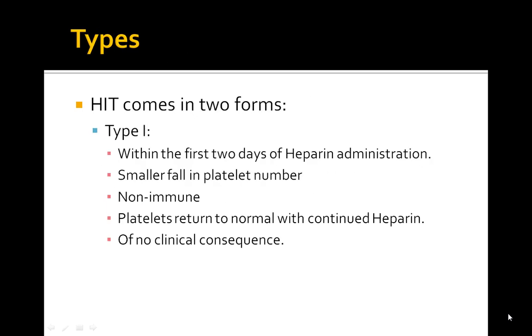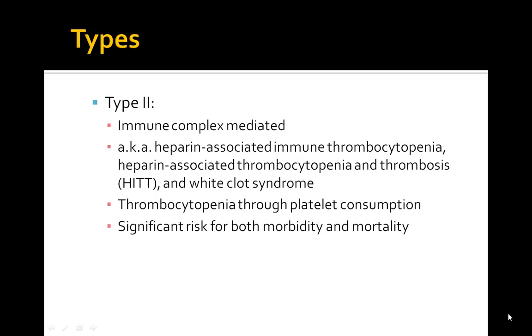There's several types. Type 1 is within the first 2 days of heparin administration. Smaller fall in platelet number, it's non-immune, platelets return to normal with continued heparin, and there's no clinical consequence here. Type 2 is immune complex mediated, and it's heparin-associated immune thrombocytopenia, heparin-associated thrombocytopenia and thrombosis, and white clot syndrome. Also, thrombocytopenia through platelet consumption is what happens here, and significant risk of both morbidity and mortality results here.